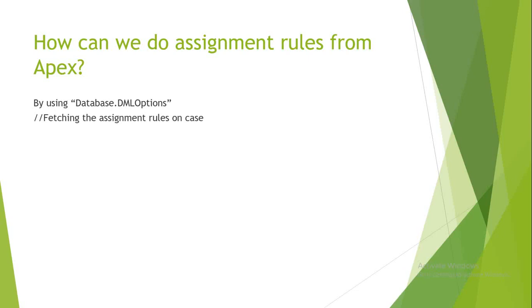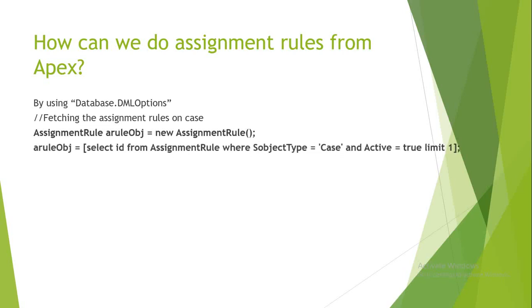First of all, you have to get the assignment rule, for example, on case. Here I am retrieving the assignment rule for the case object where active equals true, limit 1. So basically only one active assignment rule will be available. If you activate another assignment rule, then the activated rule will be deactivated automatically. Okay, so you can always have only one active rule. So I am retrieving it here.